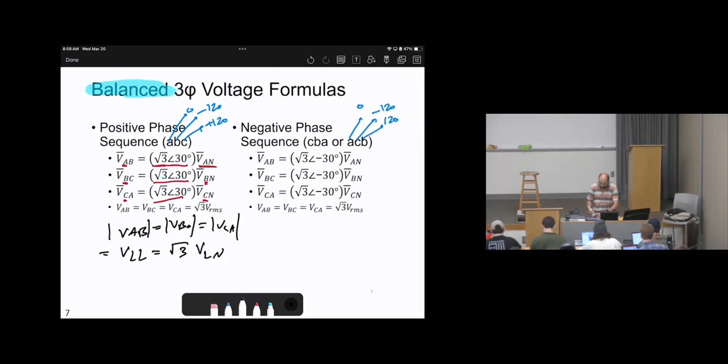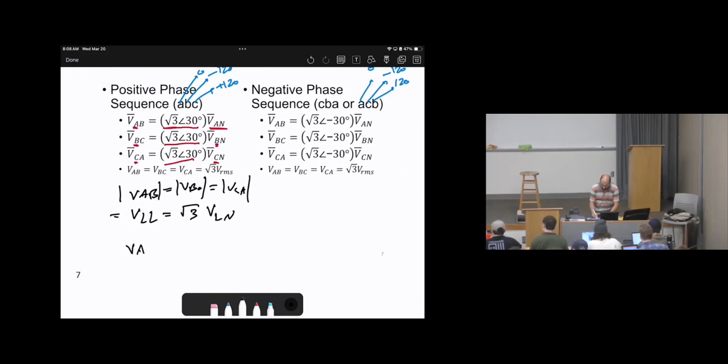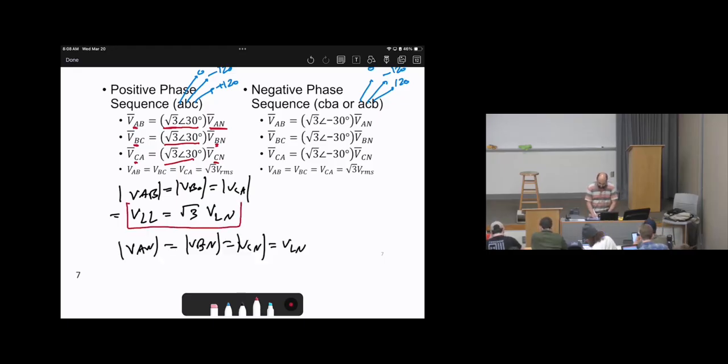Because I'm going to assume the magnitude of line to neutral, like VAN as a magnitude, equal VBN as a magnitude, equal VCN as a magnitude, and I'm going to call it VLN, without bars. Keep in mind, those are magnitudes without bars, without the angles, so only the magnitude. So as a result, we get this famous formula that we will use a lot. V line to line equals root 3 times V line to neutral. And again, what's the V line to line? It is the magnitude of all VAB, VBC, VCA. What's V line to neutral? The magnitude of VAN, VBN, VCN. Okay?